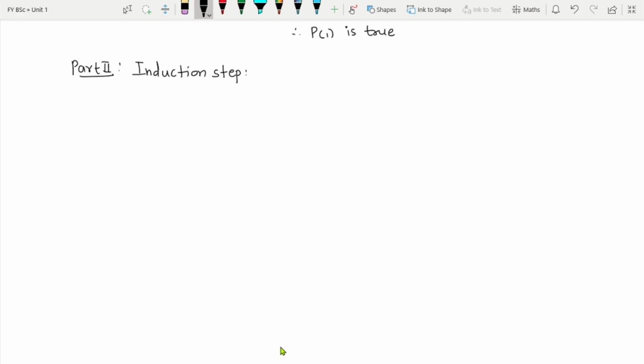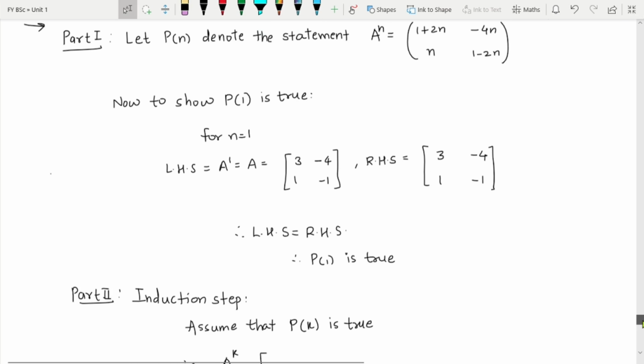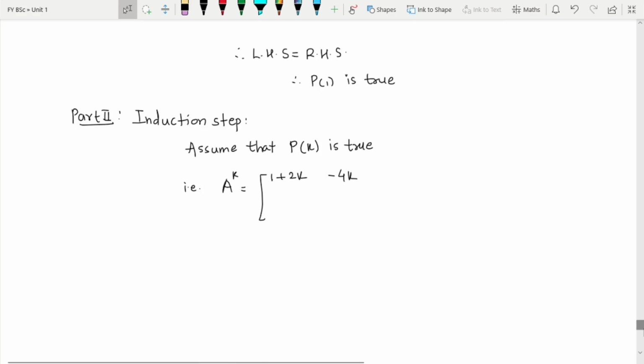So assume that P of k is true. That is nothing but, you are going to put n is equal to k in our statement. So it will be A raised to k is equal to what was our matrix? It will be [1 plus 2k, minus 4k; k, 1 minus 2k]. Now part 3, to prove P of k plus 1 is true.